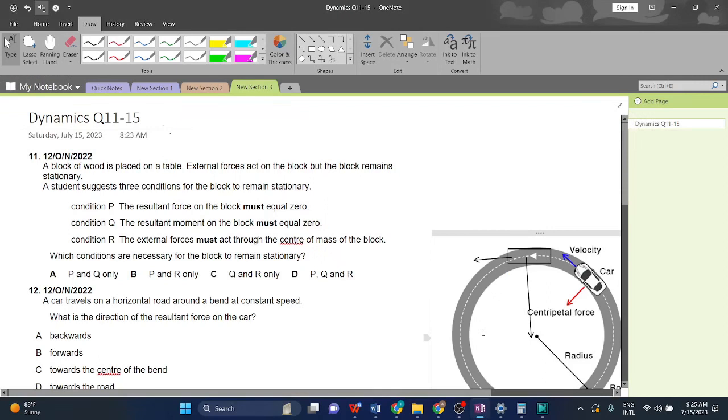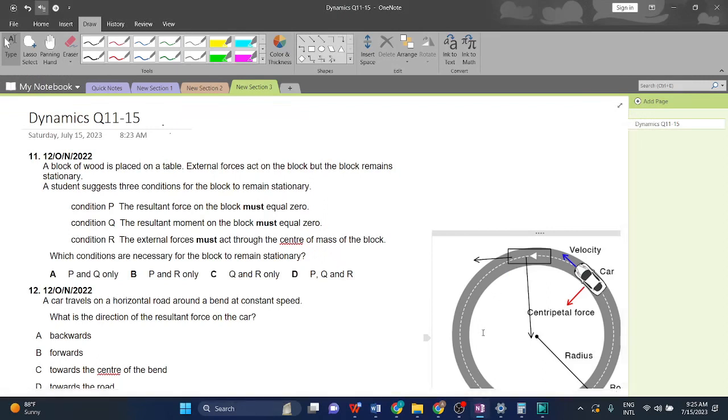Accha students, now we will do dynamics questions 11 to 15. Let's start. Question 11. A block of wood is placed on a table. External forces act on the block, but the block remains stationary. A student suggests three conditions for the block to remain stationary.